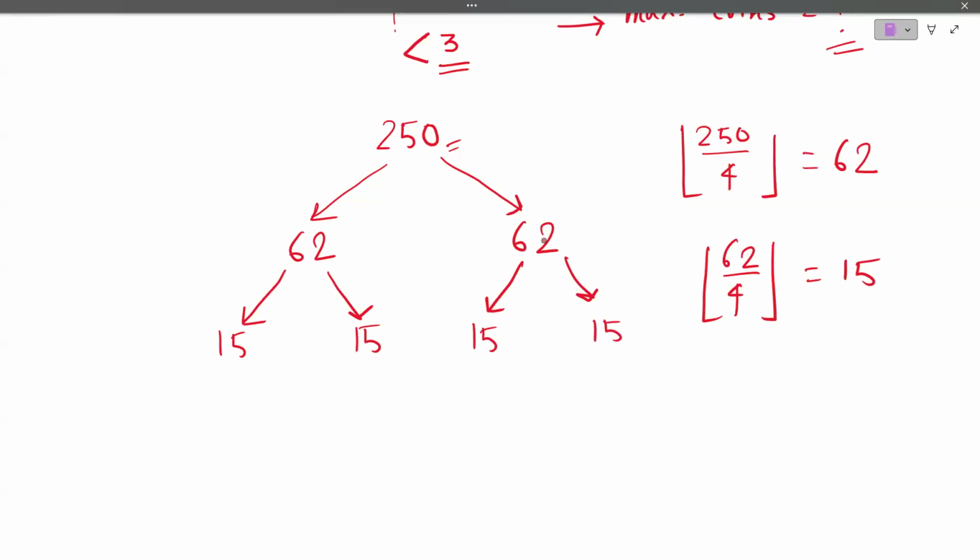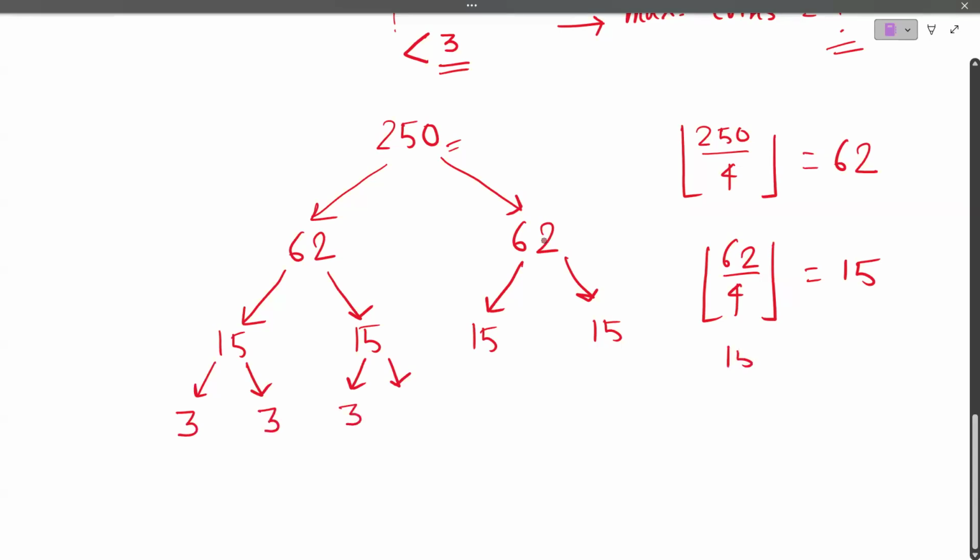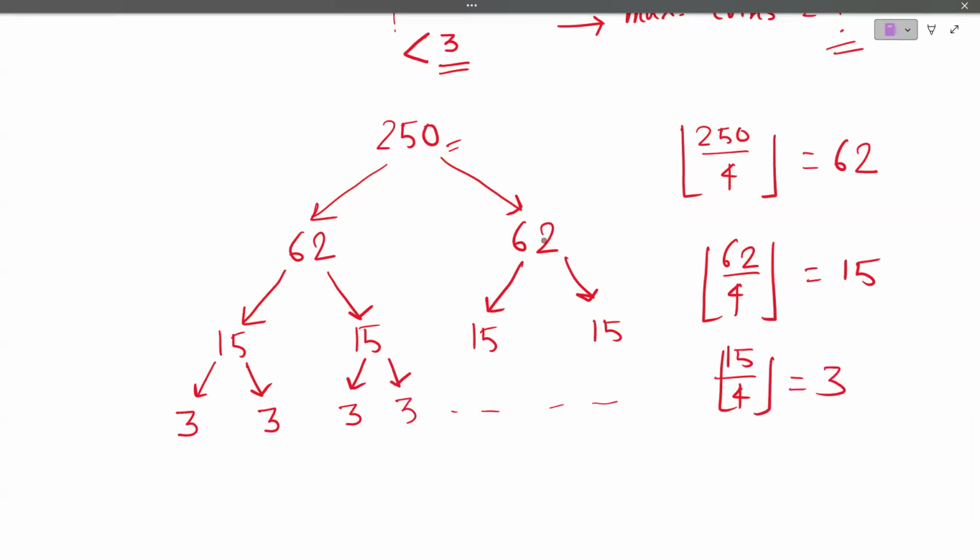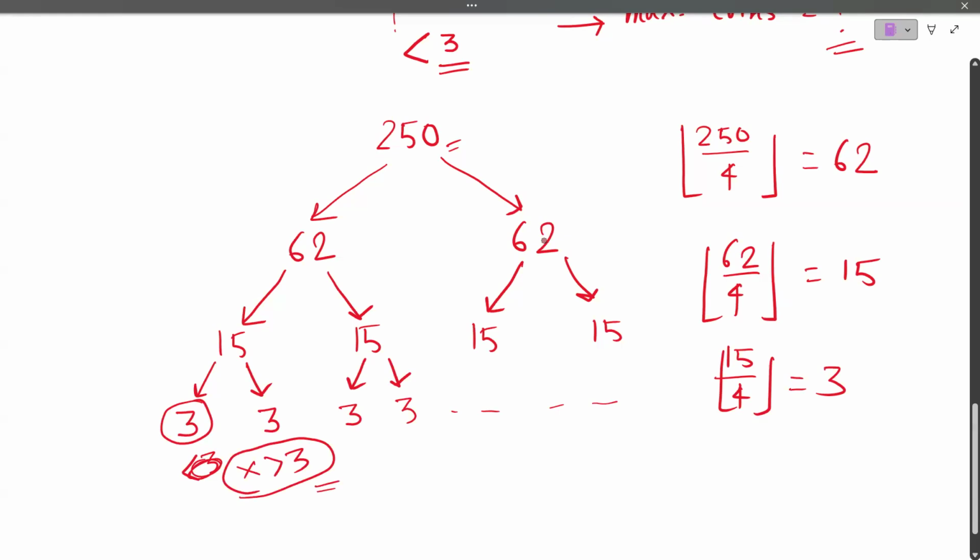Now I can again do an operation on these 15, and I will realize the value which I will get is 3. So I will get 3 here, right? Because 15 by 4 is 3. Now, just as soon as this happens, we cannot perform any operation on this because the value x is not greater than 3, right? When value of x is greater than 3, we can perform operation, otherwise we can't. So here we stop.